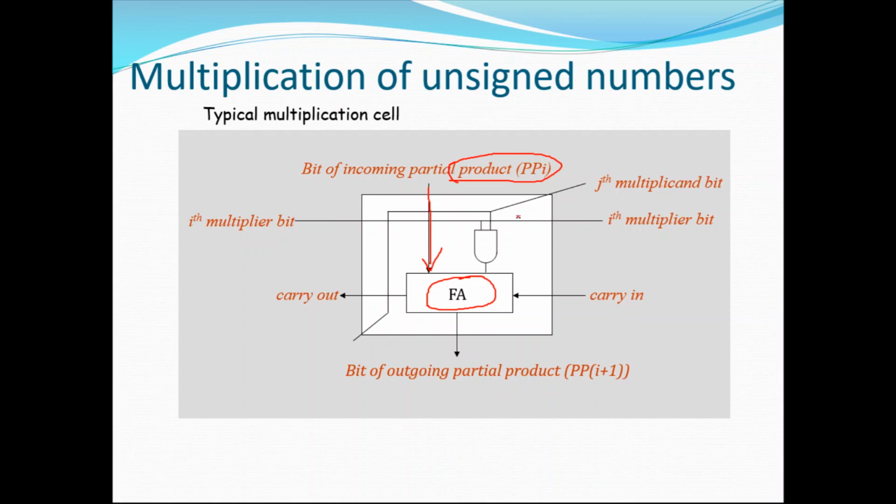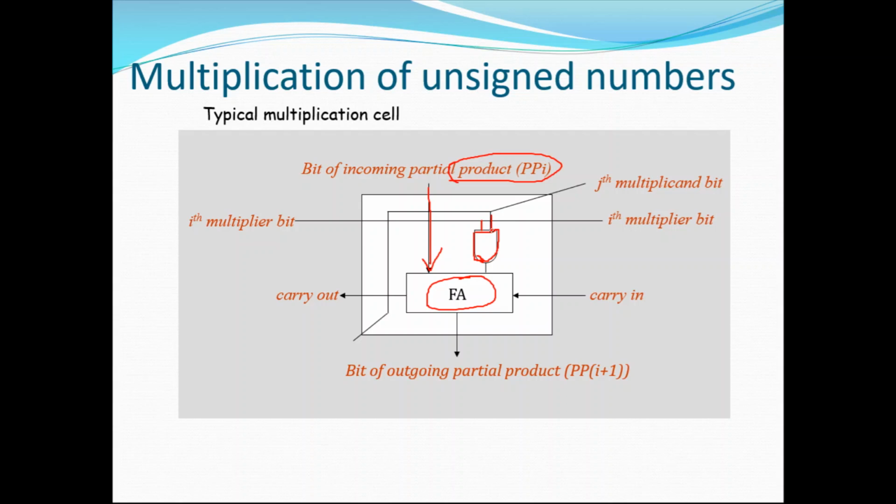Another input is the result of the output of an AND gate. And this AND gate takes two inputs. What are the inputs it takes? One input is the ith bit of the multiplier, and another input is the jth bit of the multiplicand.